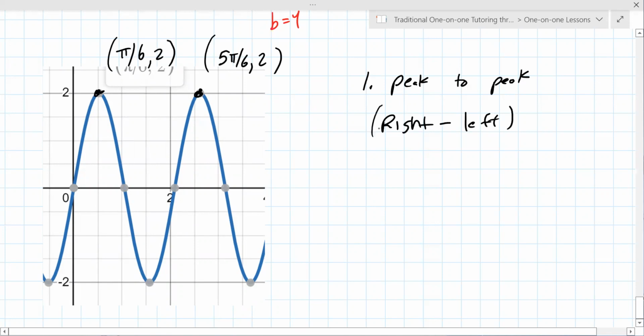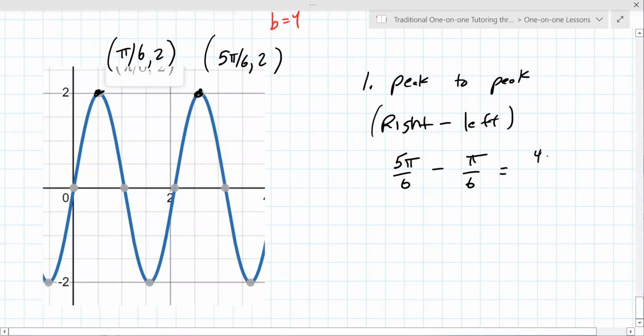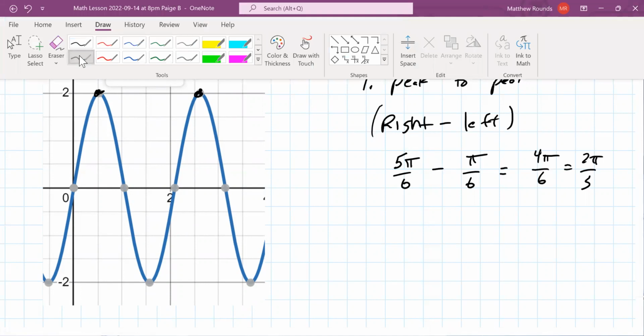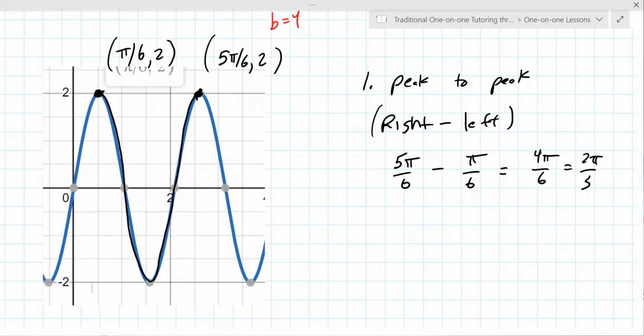So we're talking about the x values though. So it's 5 pi over 6 minus pi over 6, which ends up being 4 pi over 6, which is 2 pi over 3. And that's your period. What a period literally is, is getting back to the same place you started. Hey, I'm at the top of the mountain, and then I slide down, slide all the way back up, and I get back where I started. That's the period when you go from one place to the other.